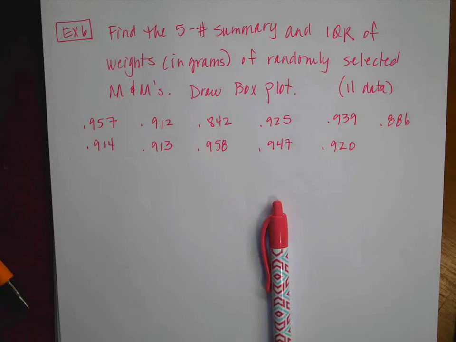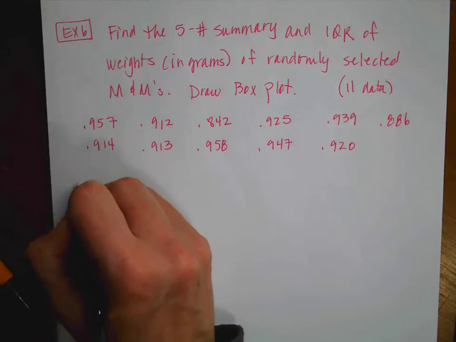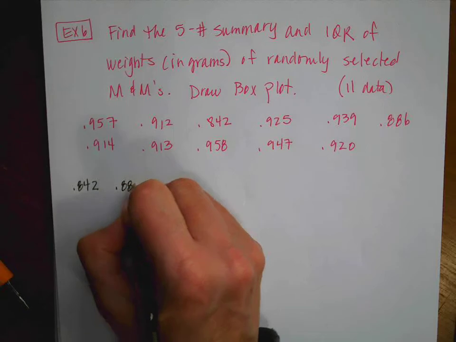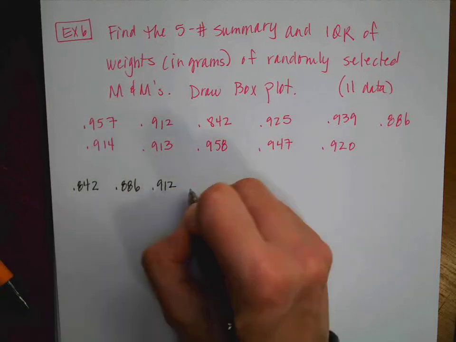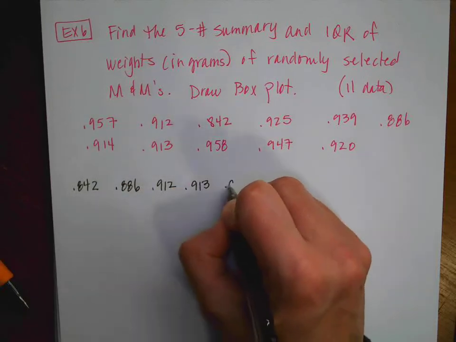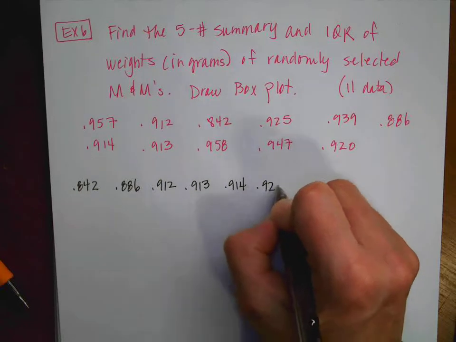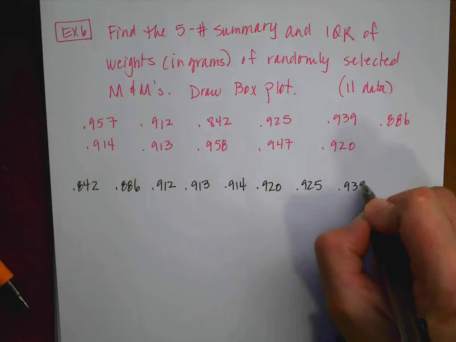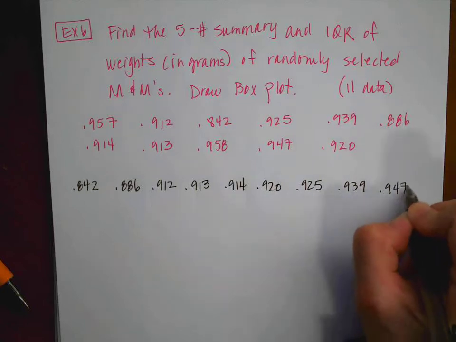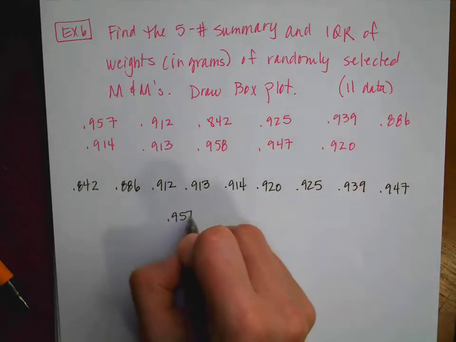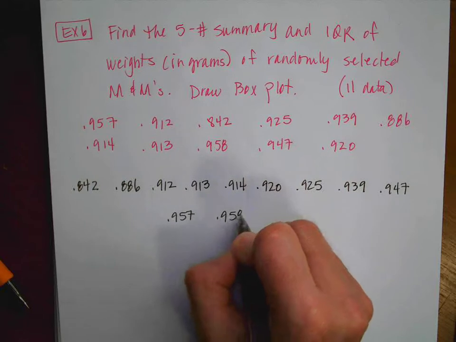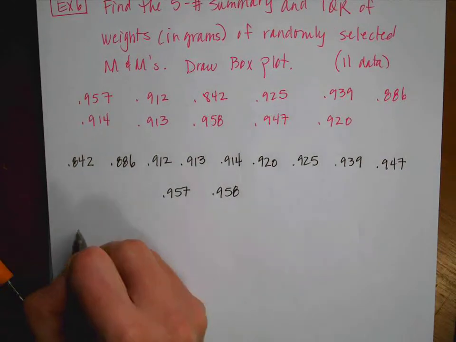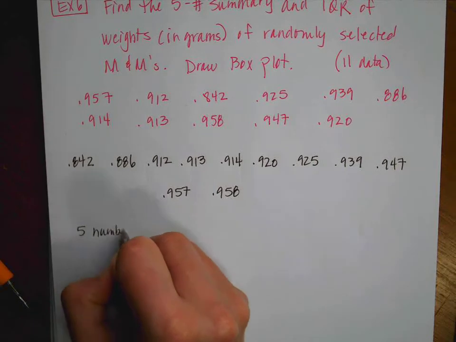The first thing that we need to do is put them in numerical order. So I'm just going to write that down for us instead of kind of working through that, so it's a little bit quicker. So I have 0.842, 0.886, 0.912, 0.913, 0.914, 0.920, 0.925, 0.939, 0.947, 0.957, and 0.958. All right, so that is our data put in numerical order.